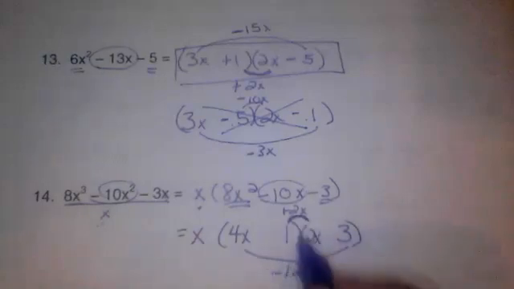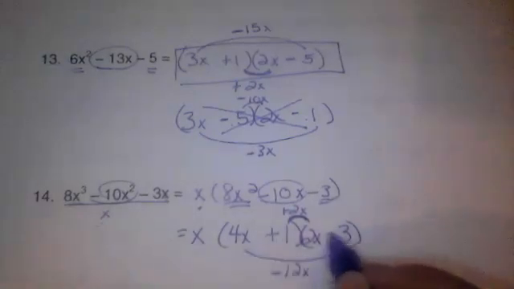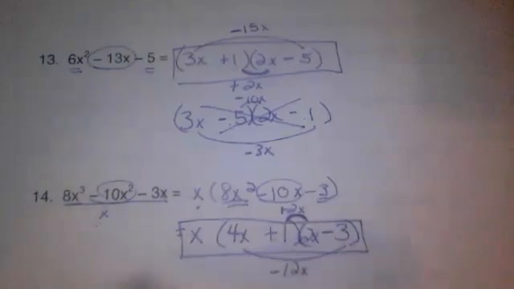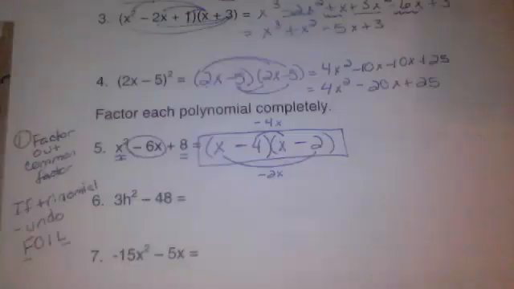So this part came from the inside, so that's where my positive goes. This came from the outside, so that's where my negative goes. And that would multiply to give me negative 3. So this would be my factored form.